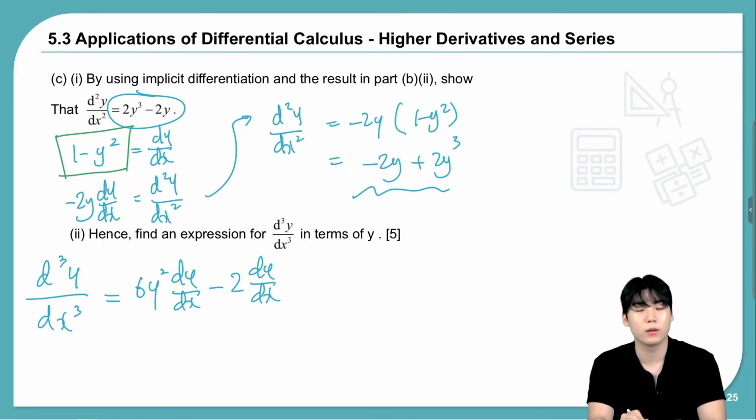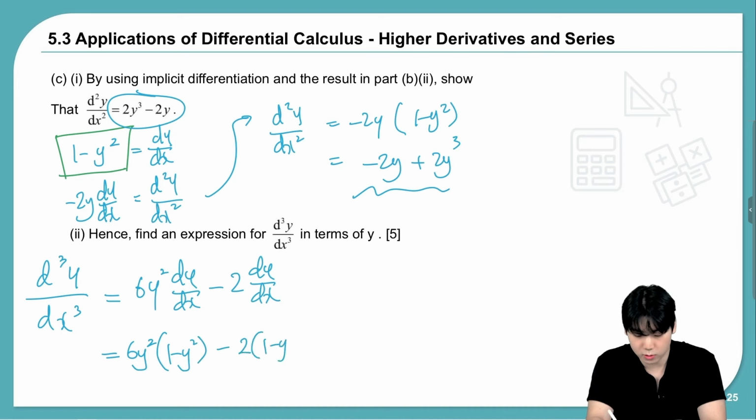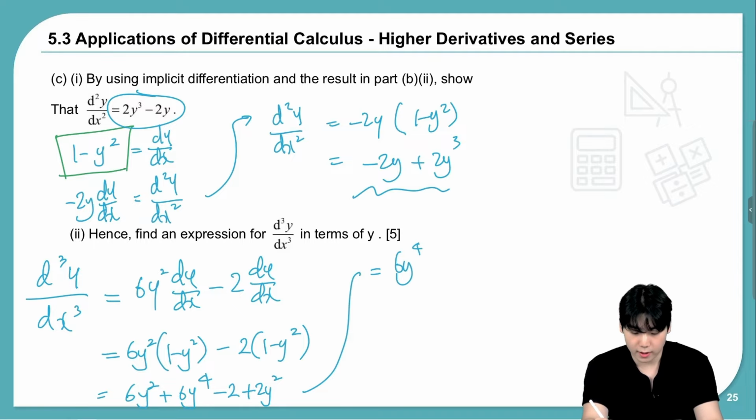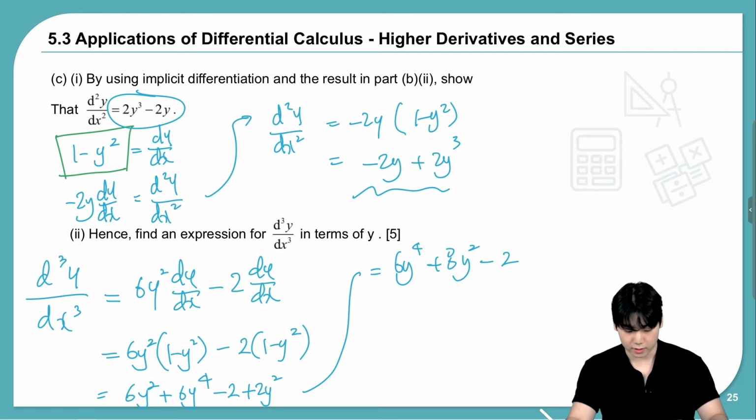Implicitly differentiating with respect to x. Then I have 6y squared. What's dy/dx? dy/dx was 1 minus y squared, minus 2 times (1 minus y squared), which is equal to, I'll just expand it, okay? 6y squared plus 6y to the power of 4 minus 2 plus 2y squared. That simplifies to 6y to the power of 4 plus 8y squared minus 2. That is our final answer.